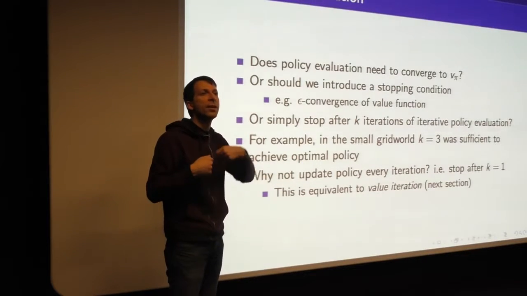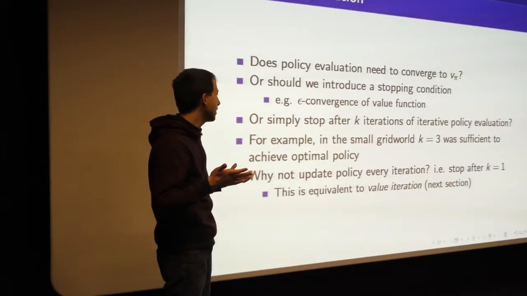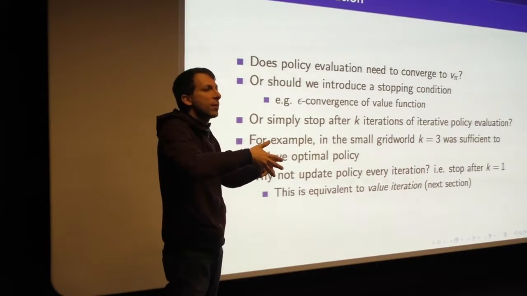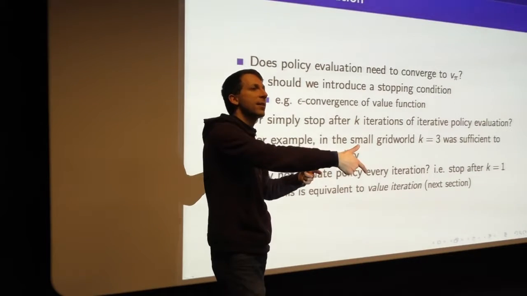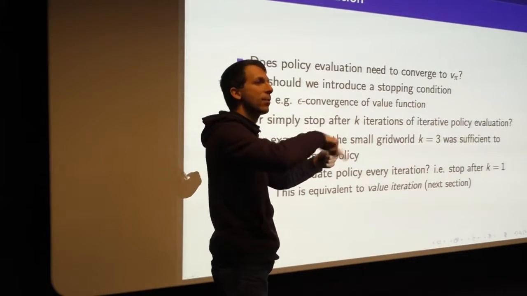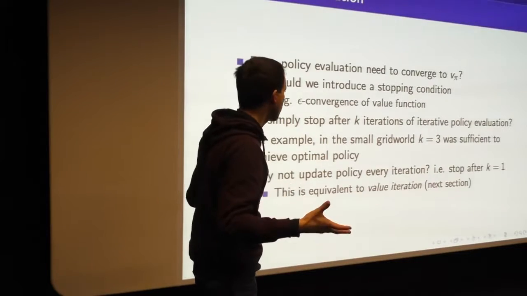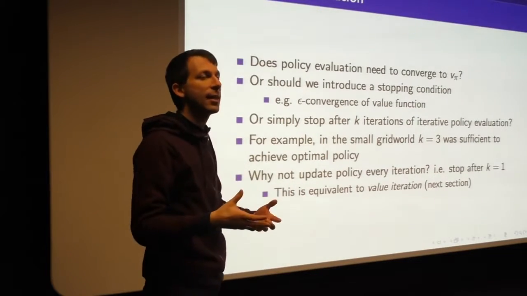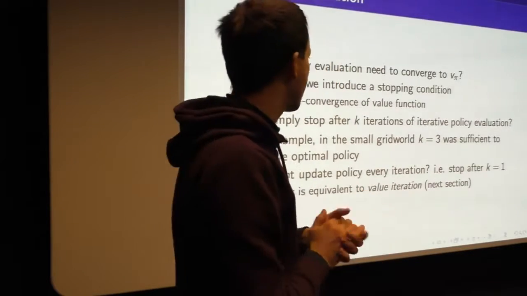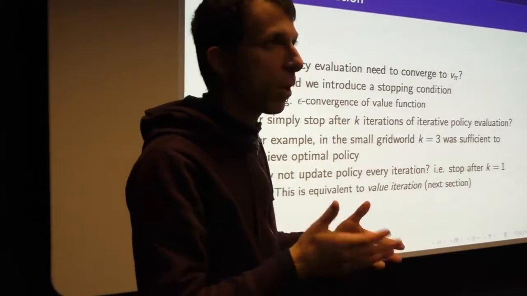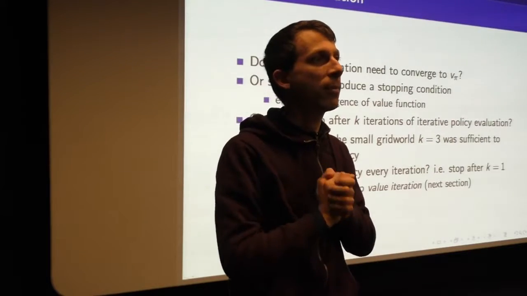In other words, we just do one step in a loop: we look at the Bellman equation once, we update our value function, we act greedily with respect to that value function, and then we immediately proceed. So it's the extreme case of that. And this extreme case is actually equivalent to value iteration, and we're going to have a whole section on that. It's probably the most popular method for dynamic programming.